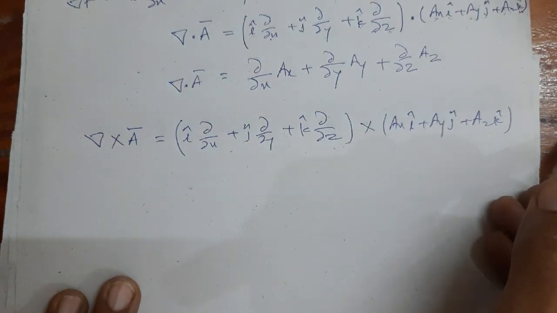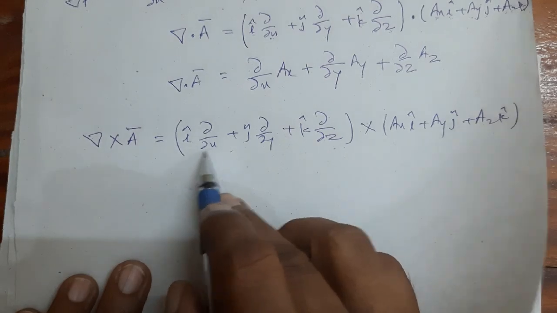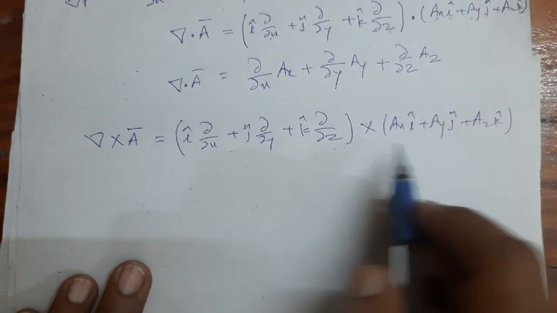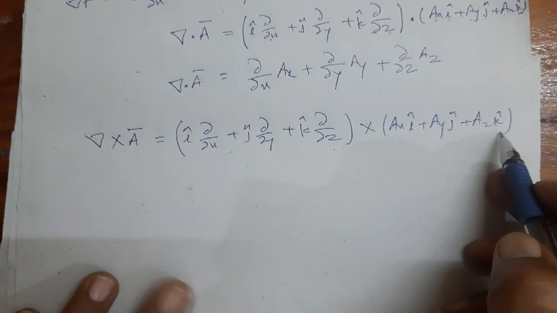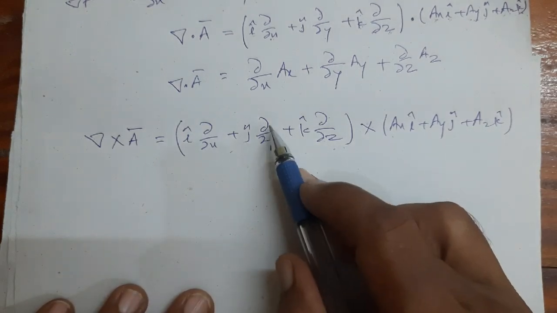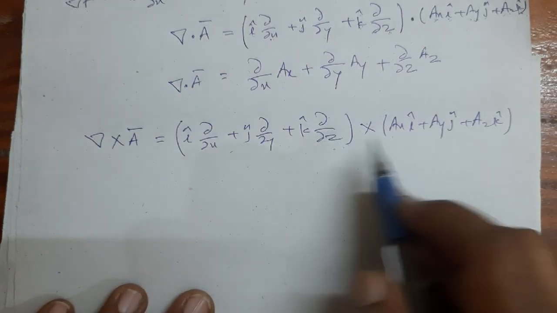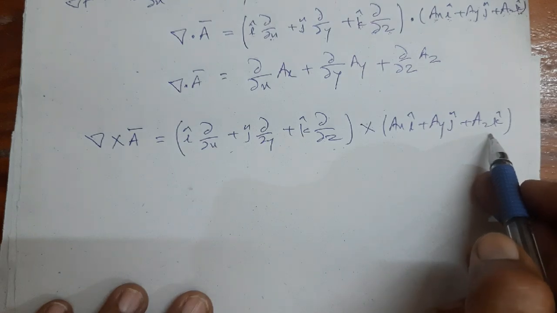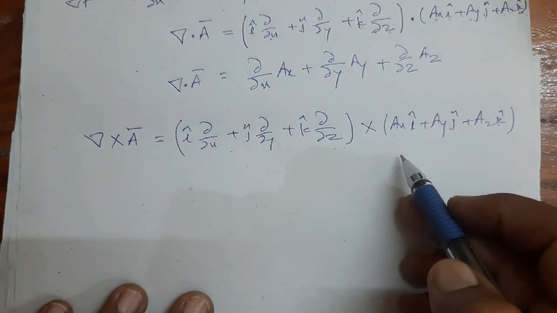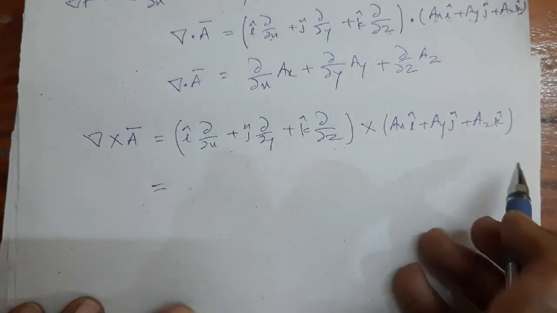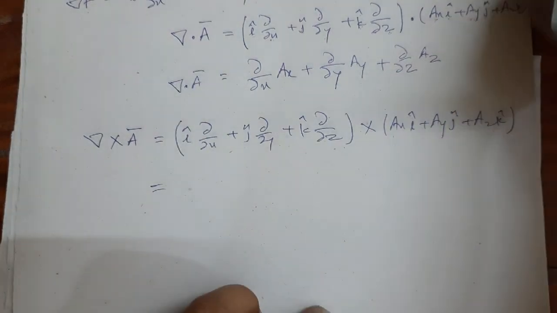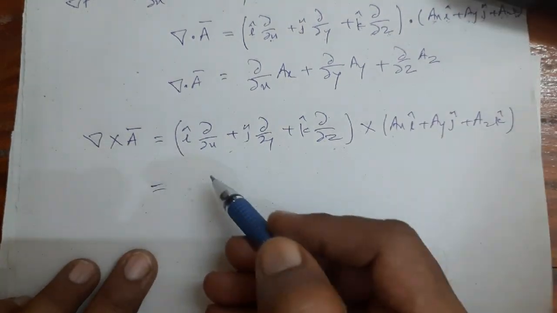Now there are two ways. Either I can operate this operator i cap ∂/∂x on ax i cap, then ay j cap, and then az k cap. Similarly for j cap ∂/∂y and k cap ∂/∂z on these three components. And I can write this, correct? I will write this, and then I will show you another way of finding the curl of a bar.